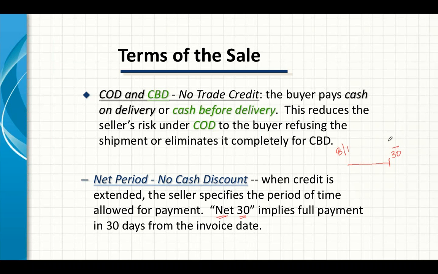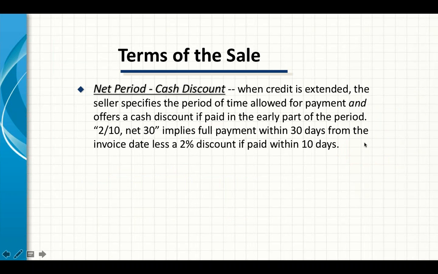It means that you'll have to pay full payment if you pay any day up to 30 days from the date of invoice. Net period, no discount period. So whenever you see any invoice net 30, net 40, net followed by days, it means within these days you can pay, but no discount would be offered.